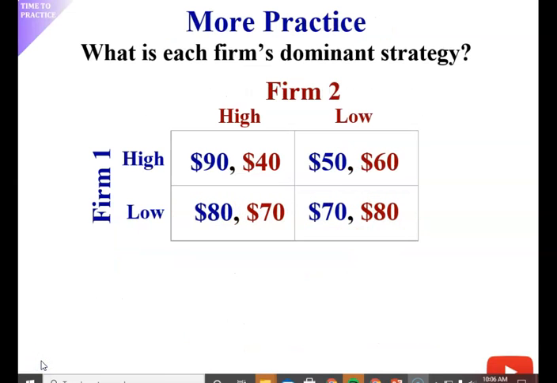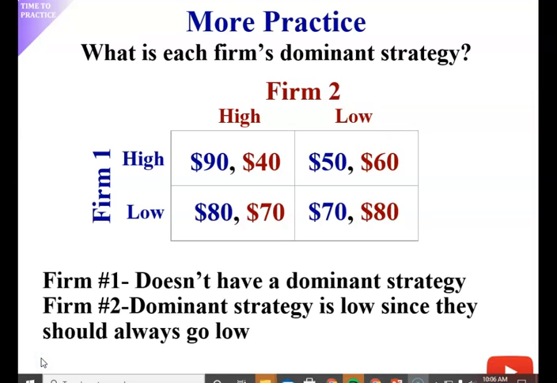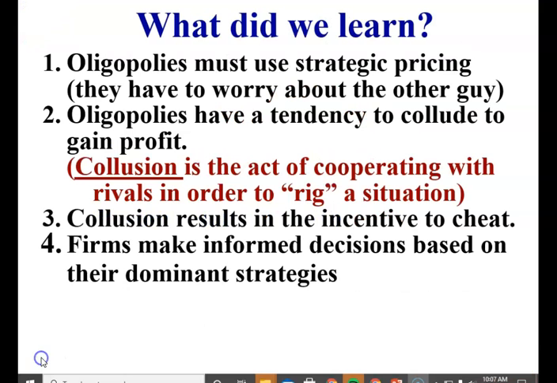Pause the video and see if you can determine which firm has a dominant strategy. Firm 1 does not have a dominant strategy, so they are going to do something different based on what Firm 2 does. Firm 2 does have a dominant strategy, and that strategy is to price low.